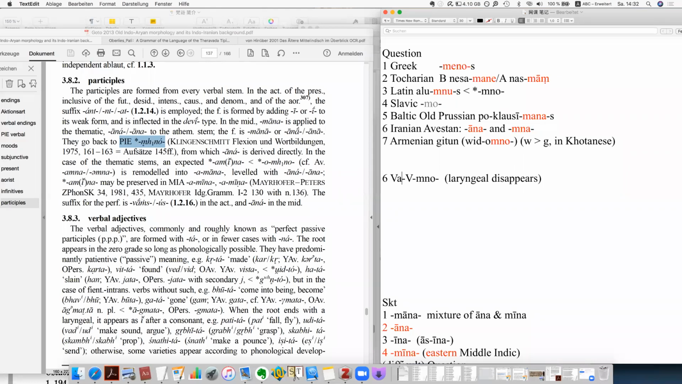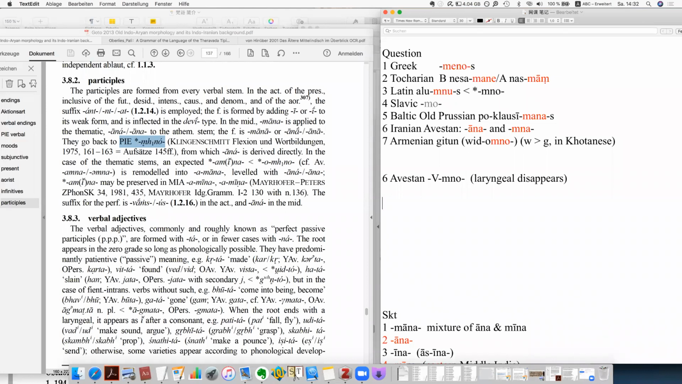So for Avestan, yeah, this is regular sound change, right? And then probably in Latin, it's also probably the same. The laryngeal can disappear, but probably first not, but secondarily it disappeared, right?